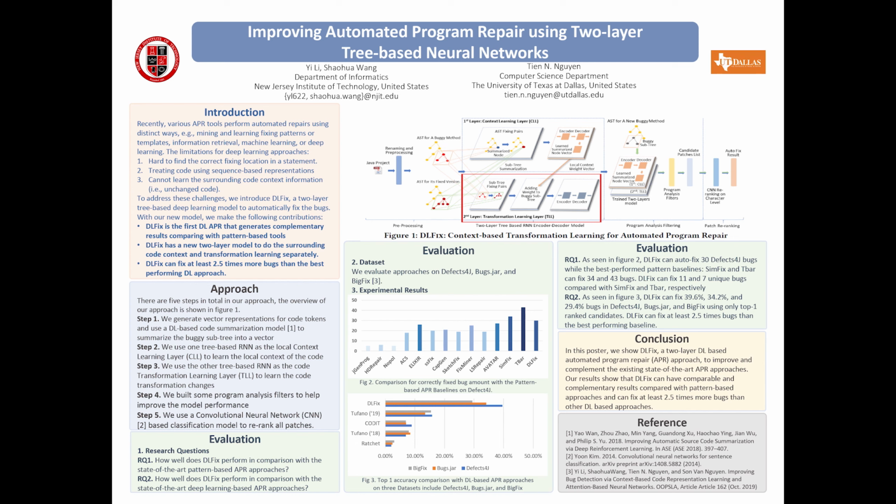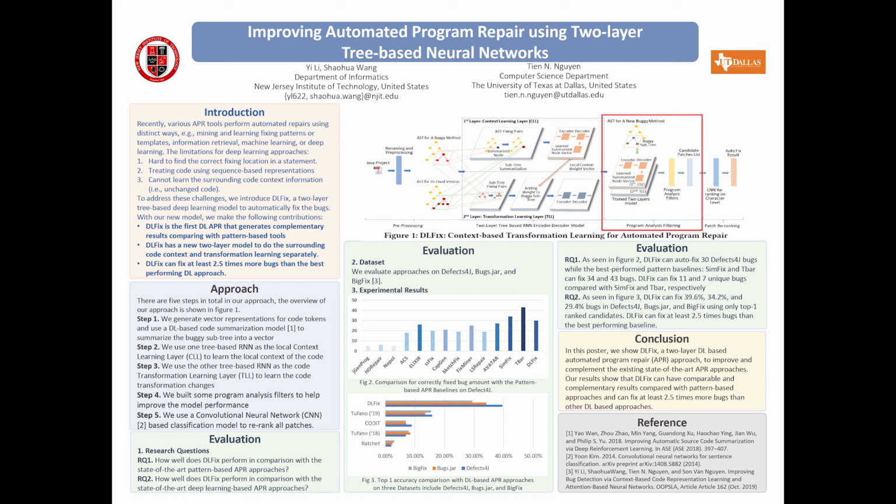As for step 3, we use the other tree-based RNN as the code transformation learning layer to learn the code transformation changes. More specifically, we use the buggy subtree as input and use the learned summarized node vector as the weight added to the input. By using the tree-based RNN model, we can generate the fixed candidate for the buggy subtree.